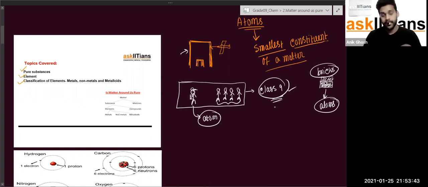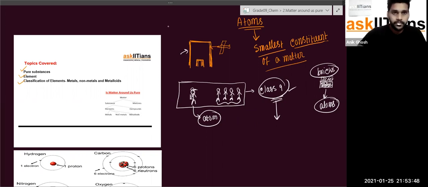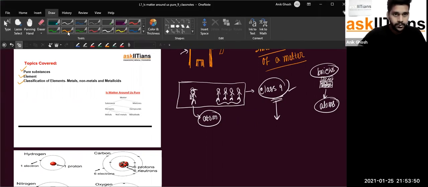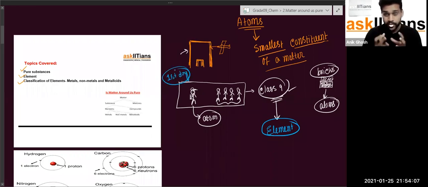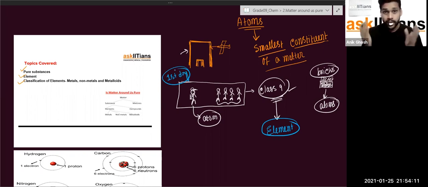Now, this class 9 is called an element. Just think about it. This is the first day in your school. You have gone to your school, the first day in your class, you don't know anyone, and you are the atom, and together, all of you are making this class 9. Class 9 is an element.